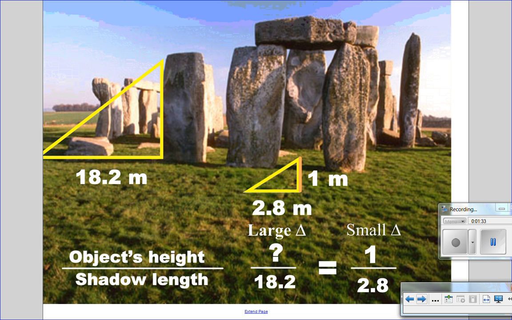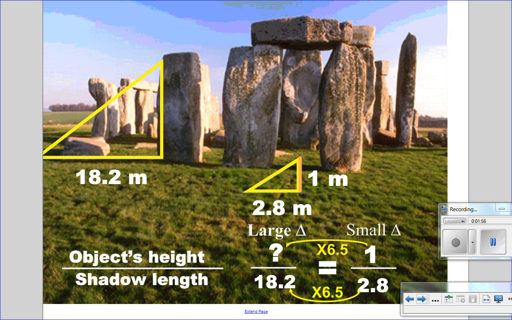I'm going to take the object's height over its shadow length. So the large object, we do not know how tall that large object is, but we do know that it has a shadow of 18.2 meters. We also know that the small triangle is 1 meter high and that it has a shadow of 2.8 meters. So as we look at these proportions, we use cross products. 18.2 times 1 is 18.2. So we're going to need to divide that by the 2.8, and the answer becomes 6.5.